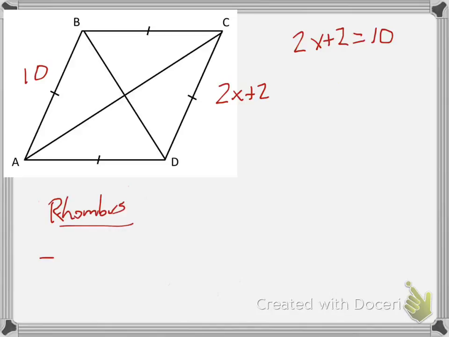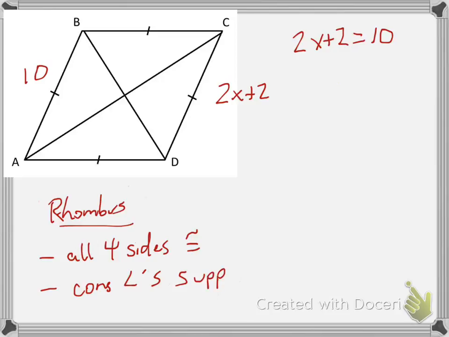In a rhombus, we have all four sides congruent. So that's an equal. We still have consecutive angles supplementary. And then special to a rhombus, the diagonals are perpendicular. And the diagonals bisect each other in a parallelogram. So if you know one side is 4, the other side is 4. If you know one side is 3, the other side is 3. And that will help us also to find the area. If you know the base and the height, you can find the area.